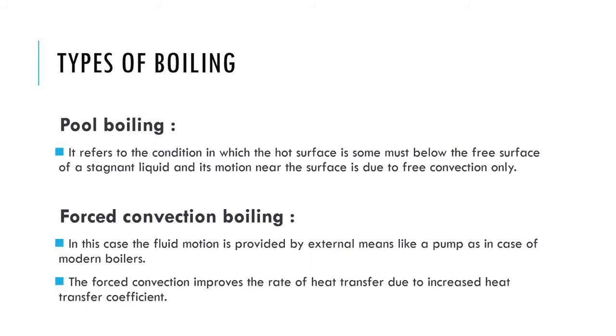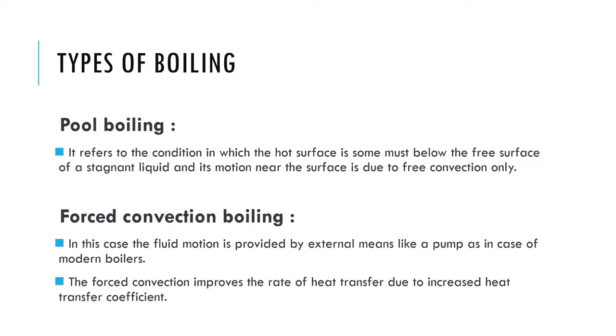So now we will continue with types of boiling. First of all, we have pool boiling. It refers to the condition in which the hot surface is somewhat below the free surface of a stagnant liquid. The hot surface is actually submerged inside a liquid, and its motion near the surface is due to free convection only.